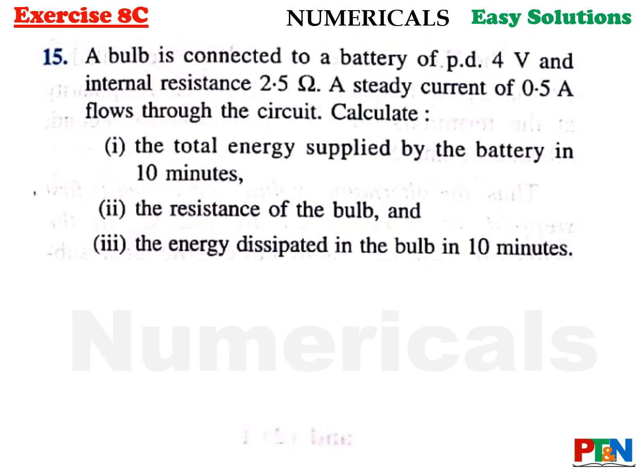Next one. A bulb is connected to a battery of potential difference 4 volt and internal resistance 2.5 ohm. A steady current of 0.5 ampere flows through the circuit. Calculate the total energy supplied by the battery in 10 minutes, resistance of the bulb and energy dissipated. This is more like your 8B exercise numerical.